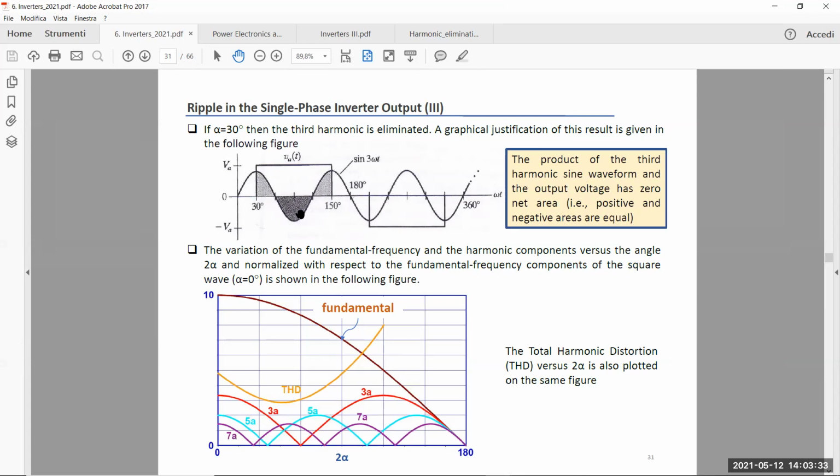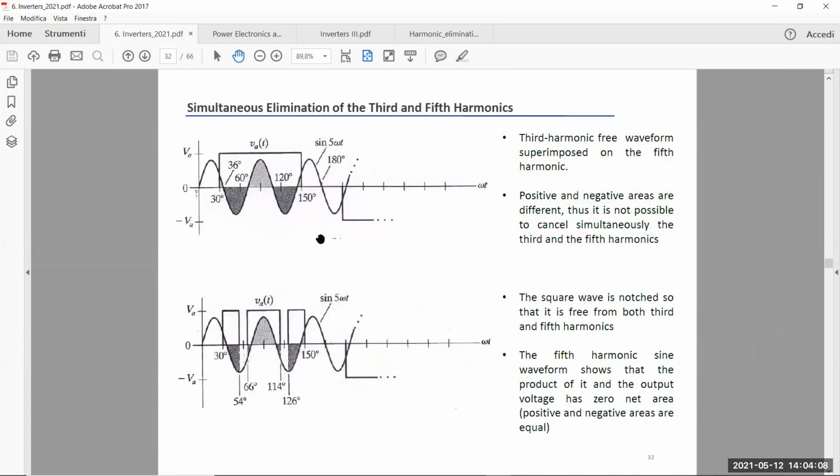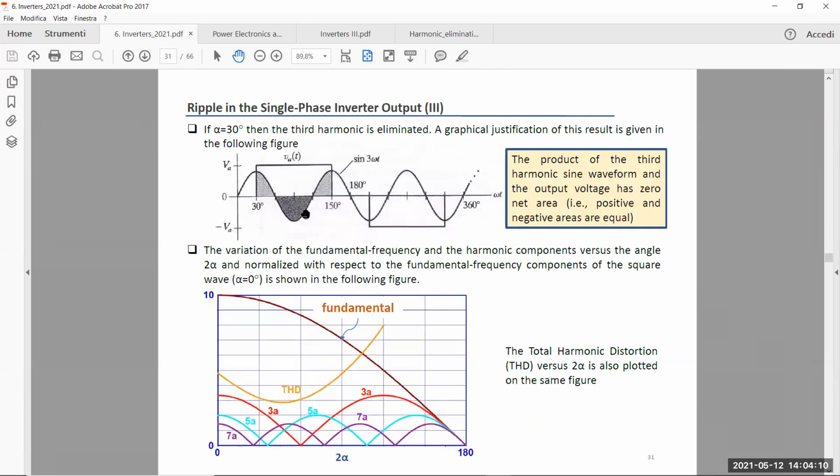As you can see, this darker area, the positive one, and this negative area here exactly has the same value as the two positive areas that you have here. So basically, the summation of these areas is null. And this is the reason why B_h, in the case of B3 with alpha 30 degrees, is null, because the product of these two functions for alpha 30 degrees gives us a situation in which the area is null.